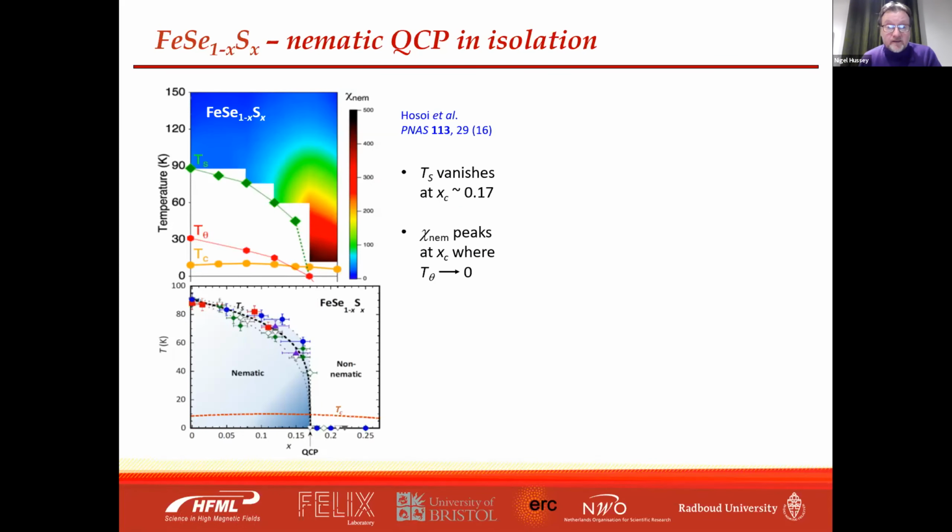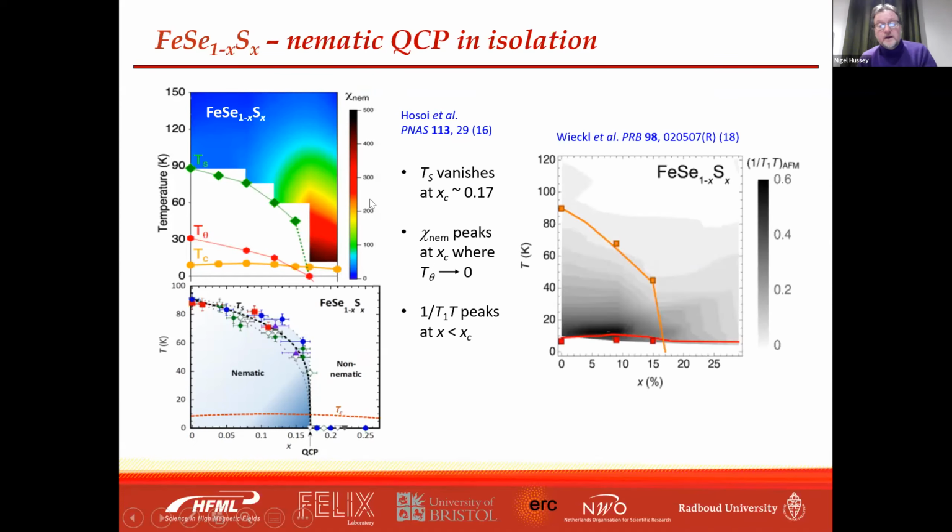An alternative way to tune the nematicity away is, of course, to use sulfur. And there it's shown that the nematic susceptibility, as measured by elastoresistivity measurements, does indeed appear to peak at the point where the T_S goes to 0. This is interesting because it suggests that there are indeed signatures of criticality in this system.